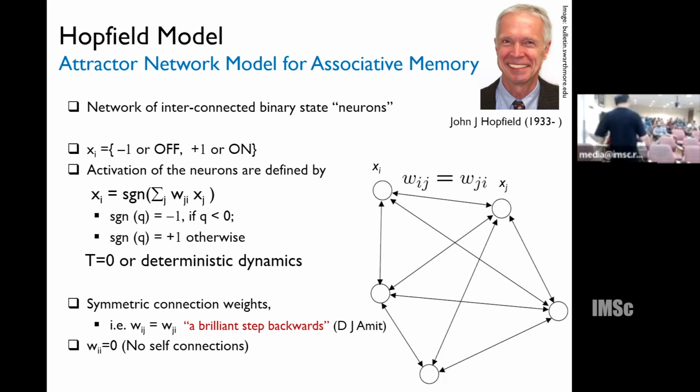Even if they're connected, A to B may be excitatory, so it's a plus connection, while B to A may be inhibitory. And even if they have the same sign, it's very, very unlikely the weights are going to be numerically the same. But this was a brilliant step backwards, as the physicist Daniel Amit later wrote in his book, Modeling Brain Function. Because this allowed him to write down a Hamiltonian, an energy function.